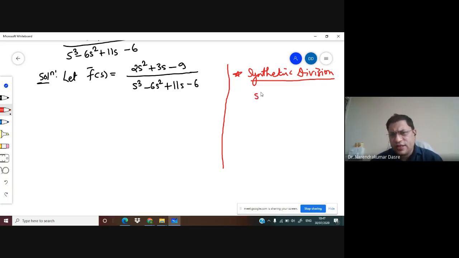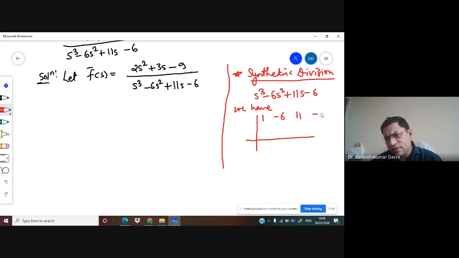For synthetic division, we have to consider the polynomial s cube minus 6s square plus 11s minus 6. Then we take its coefficients. What are the coefficients? We have 1, minus 6, 11, and minus 6. These are the coefficients.